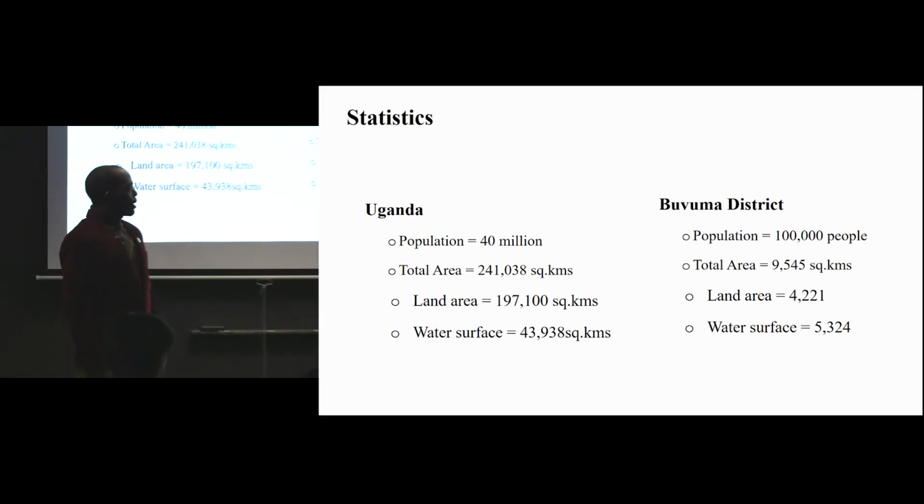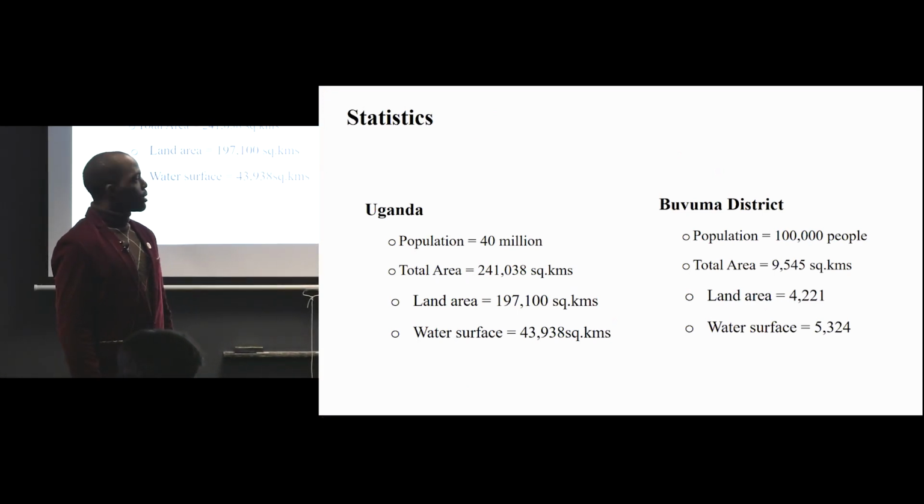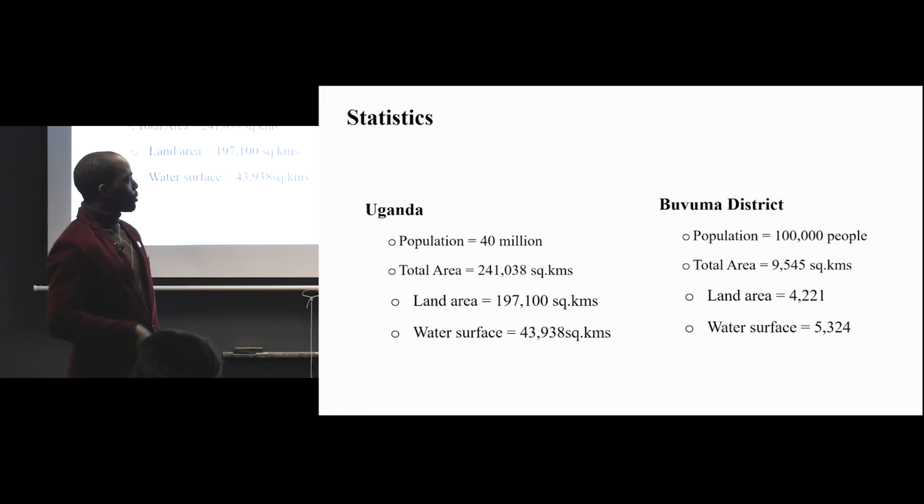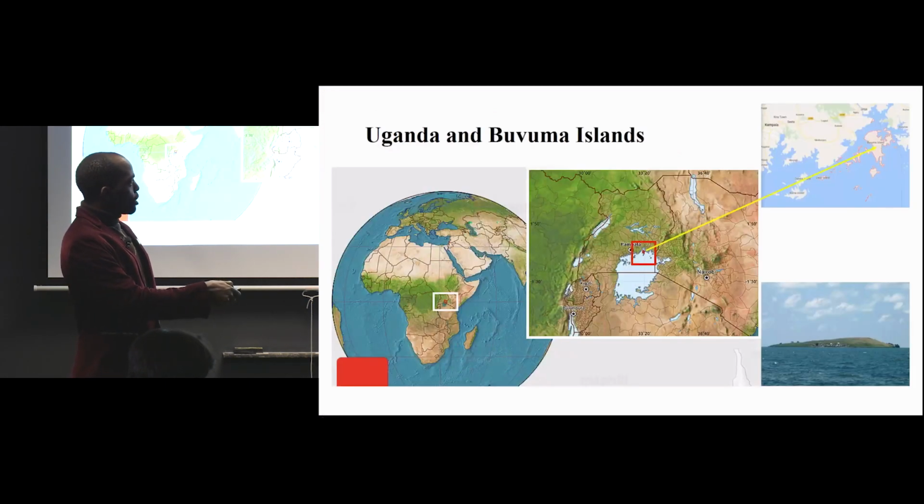Some statistics: Uganda has a population of approximately 40 million people, and a total area of approximately 241,000 square kilometers, with a land area of 197,100 square kilometers. Then water surface is 43,938 square kilometers. That is the Uganda side. And when it comes to Buvuma, the smaller island district I'm working on, we have a population of approximately 1,000 people, and a total area of 9,545. When I talk about that, I mean the whole district. Not only this, but all these small islands form what we call Buvuma district.